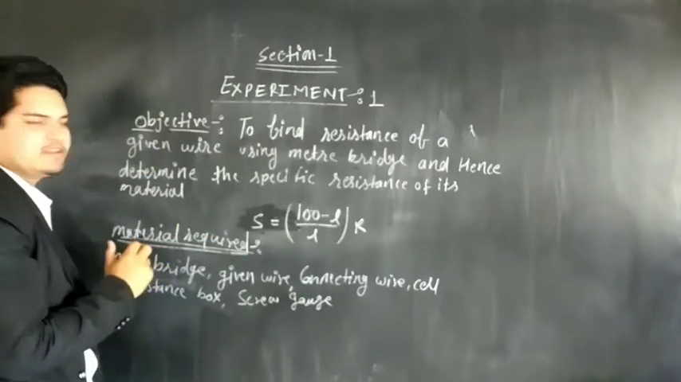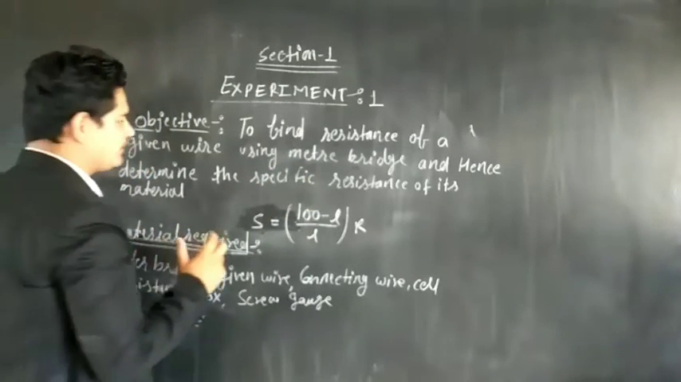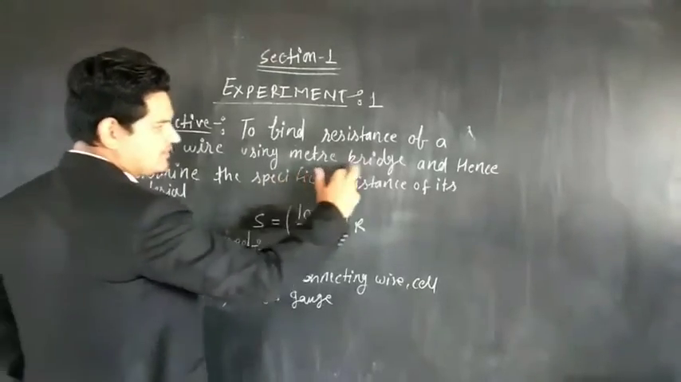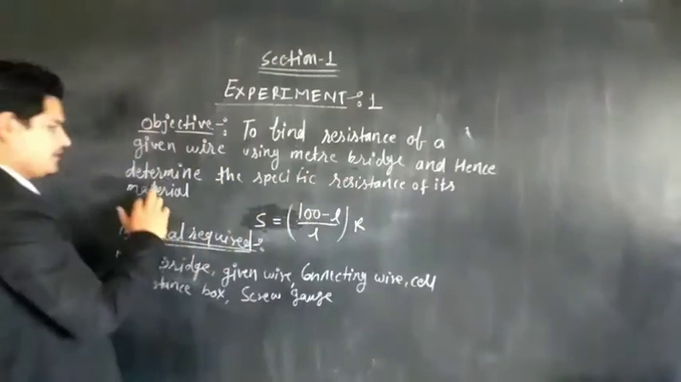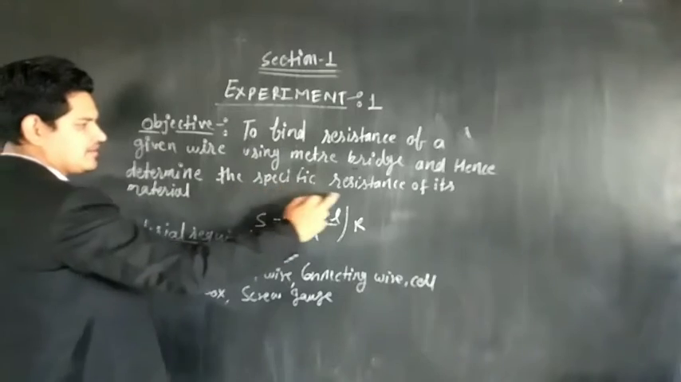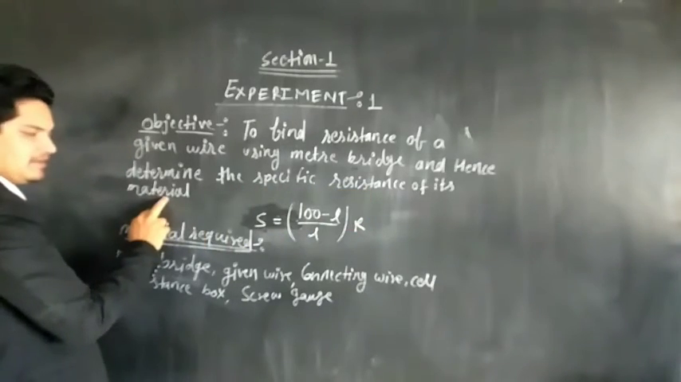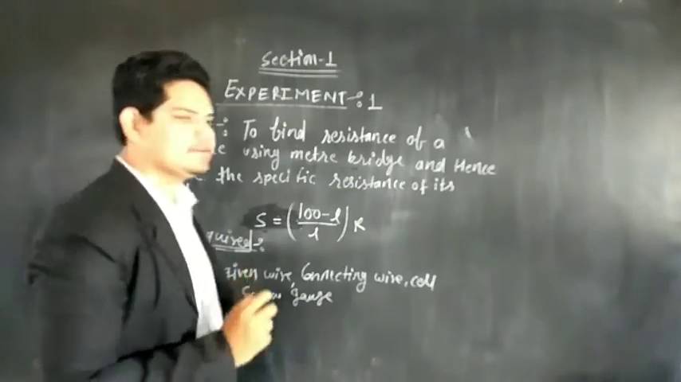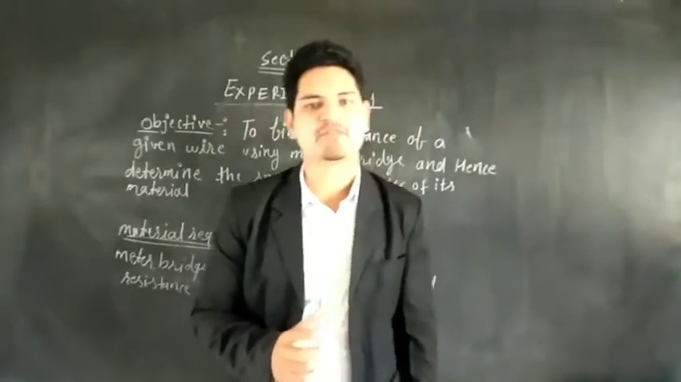Using a meter bridge, we have to find the resistance of a given wire with the help of the meter bridge and hence determine the specific resistance of its material. So we have to find the resistance with the help of the meter bridge.